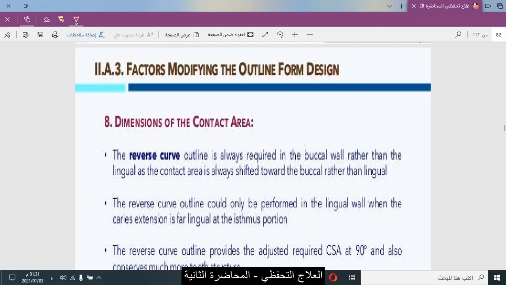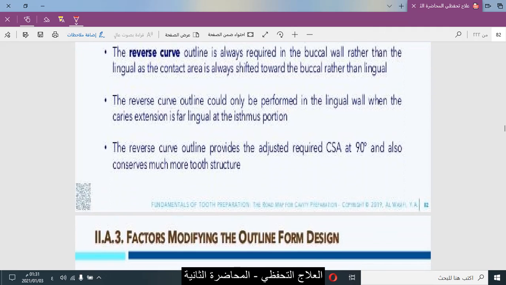Because there is a self-cleansing area in the natural tooth, the lingual embrasure is wider than the buccal embrasure. What makes the buccal embrasure narrower is the contact area. It is more toward the buccal, so we have to do a reverse curve.